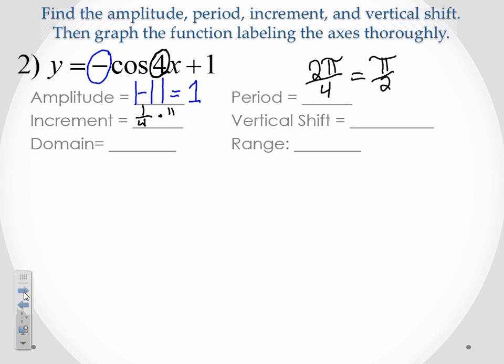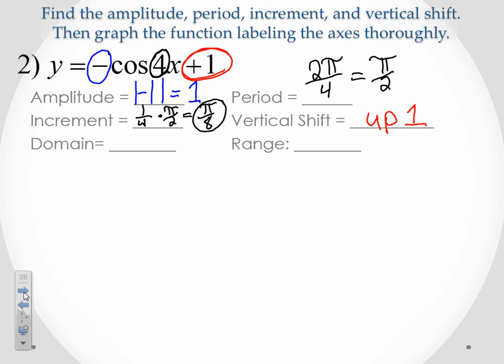1/4 times pi over 2, multiply straight across, I'm going to get pi over 8. So this is what I'm going to be counting by, pi over 8. Now for our vertical shift, that's determined by what's added or subtracted on the end. So it's plus 1, that means I'm going to go up 1. Now that I have all of this information, I am going to create my graph.